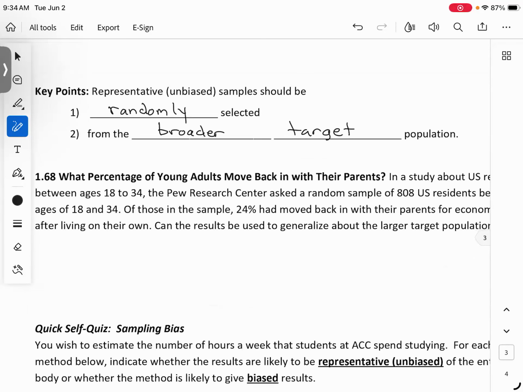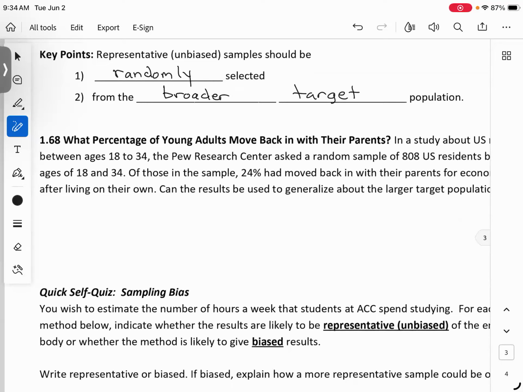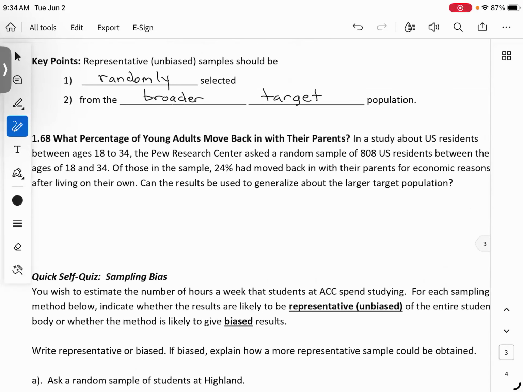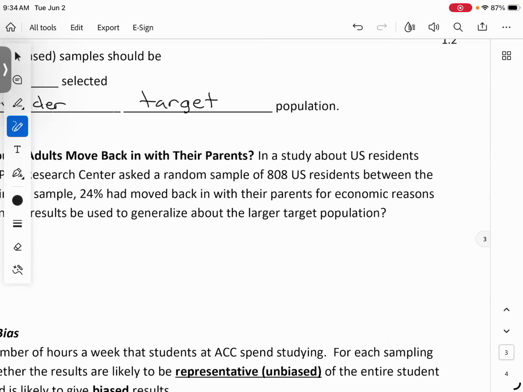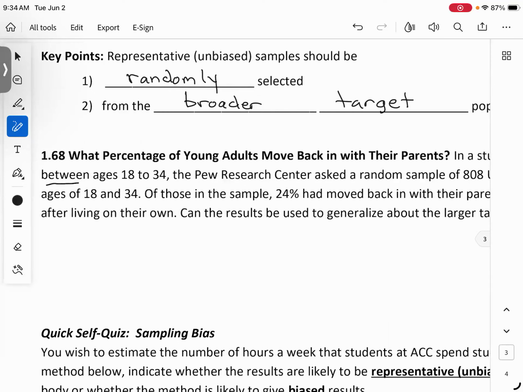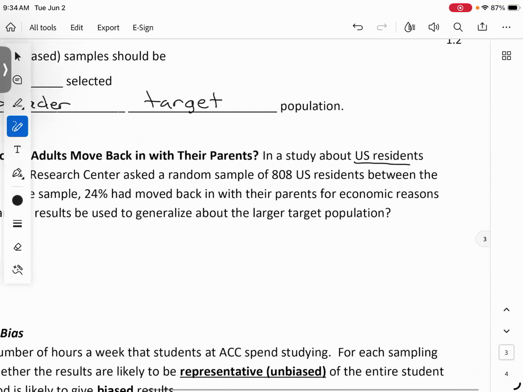And again, just one more, really trying to hammer this thing as much as possible when it comes to the need for things to be random. This is one that I just pulled from the textbook, but they wanted to do a study about U.S. residents, but very specific. Age is 18 to 34. And so here's what they did.